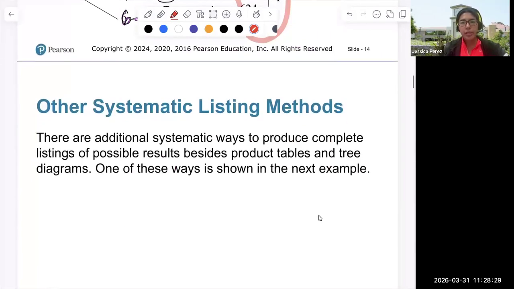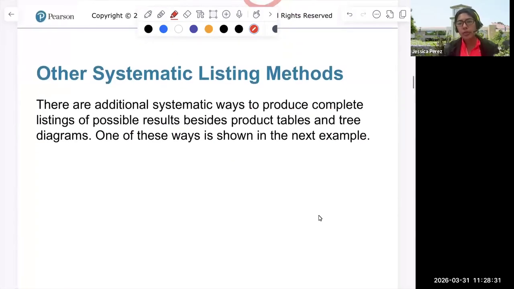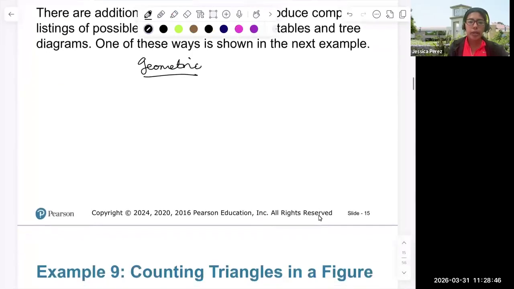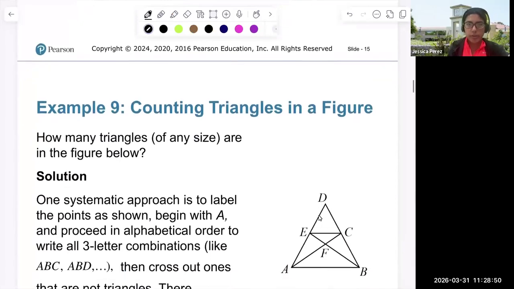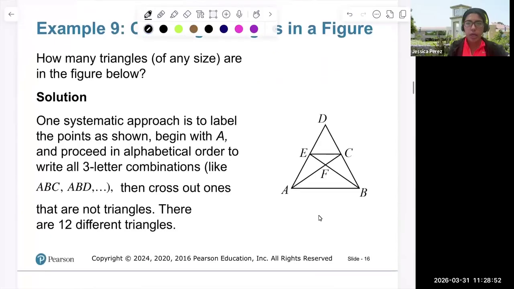So what would be the other systematic listing method? There are additional systematic ways to produce a complete listing of possible results besides product tables and tree diagrams. The other way is actually using a geometric figure or a polygon. So counting triangles in a figure, how many triangles of any size are in the figure below? There are actually 12 different triangles, and you can kind of see them from the outside to the inside.